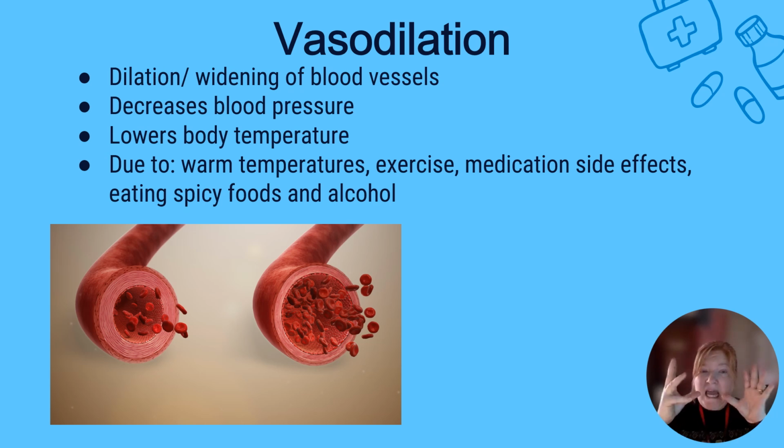Vasodilation, that means dilating or the widening of blood vessels. What does that do? Well, it helps to decrease blood pressure, less squishing on the blood. It can help to lower your body temperature by getting rid of excess heat. So when does vasodilation happen? It could be because you're too warm, because of exercise, it could be because of a medication side effect, even from eating spicy foods or drinking alcohol.